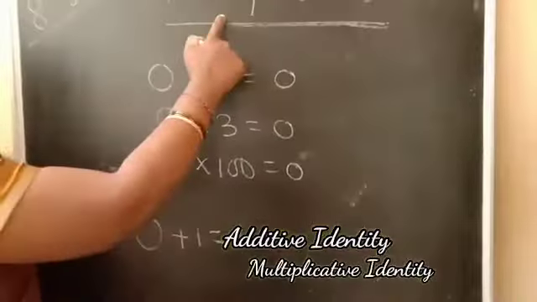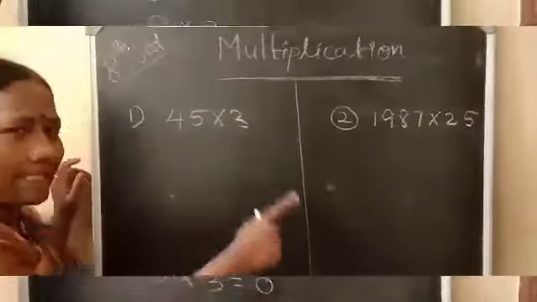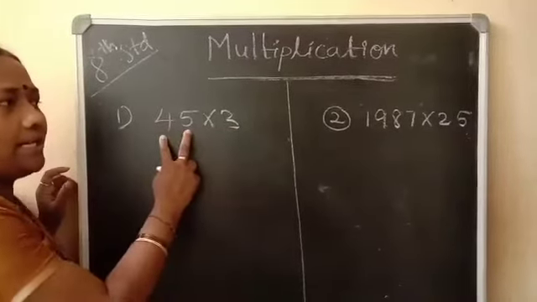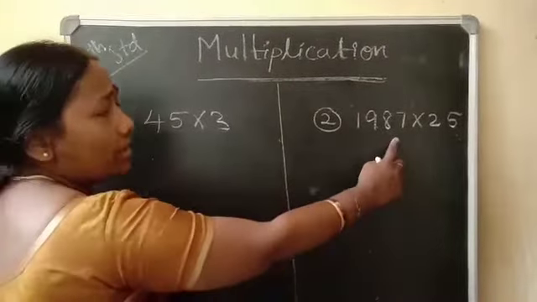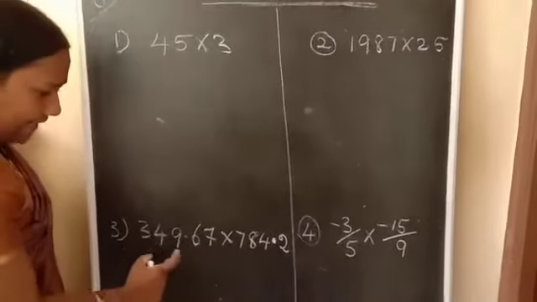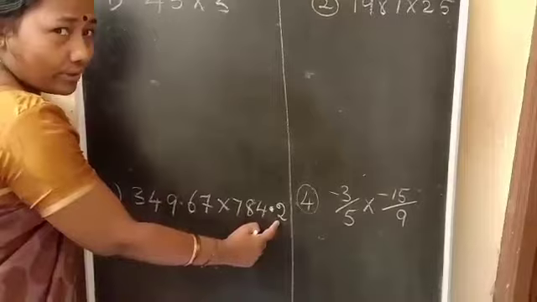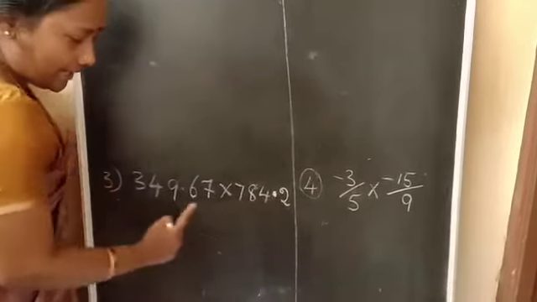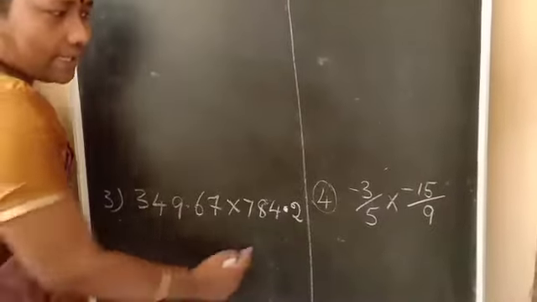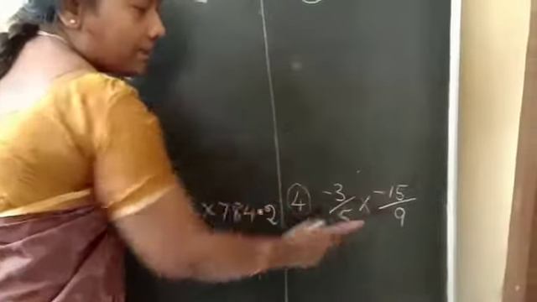1 is the multiplicative identity. Some examples: here single digit with double digit. Here in this example, 4 digit with 2 digit. Here I have taken 5 digit and 4 digit, but I have taken decimal numbers. So how to multiply these decimals? Here I have taken fraction numbers.